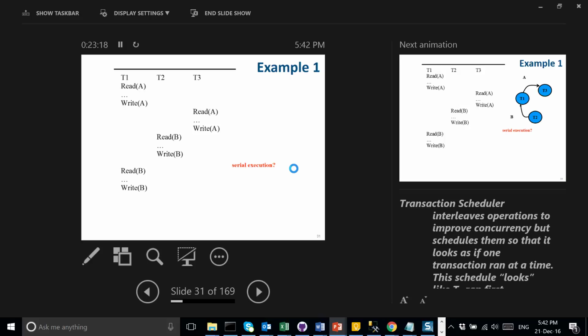Now let's take it from here. Read A. Is there anything that came after these operations in T2 that's conflicting with read A? Read A, read B, no problem. Read A, write B, no problem. Read A, write B, read B, no problem. These are no problem because they are dealing with different data items. There's no issue. So the precedence graph, as long as it does not have a cycle, it is an acyclic graph.